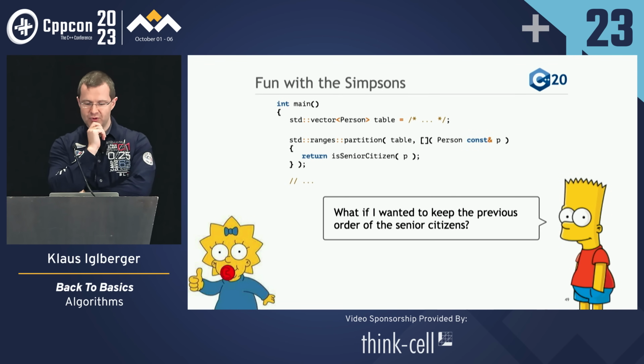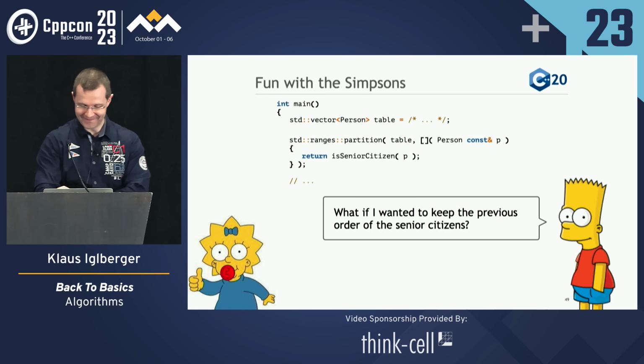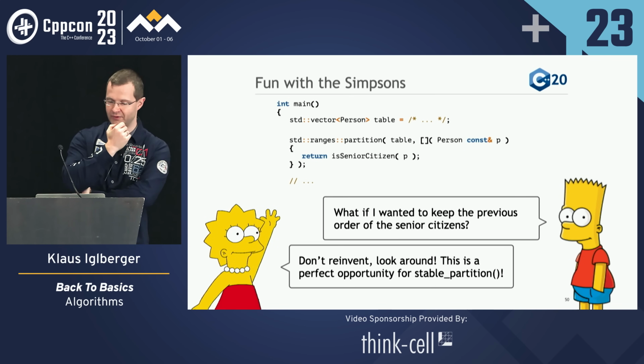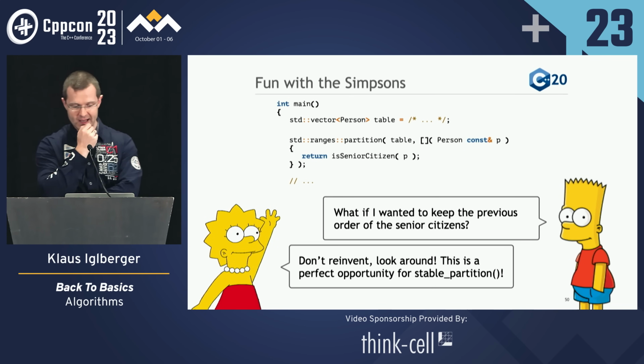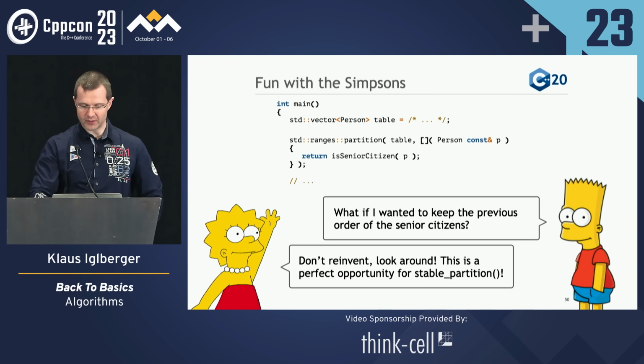However, Bart is always the critic. What if I wanted to keep the previous order of the senior citizens? Could I do this as simply? Well, we don't have to reinvent anything. We don't have to re-implement everything. That's the perfect opportunity for another kind of partition, something that we call stable partition.